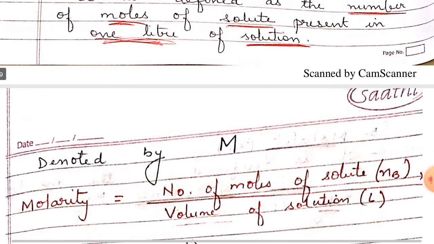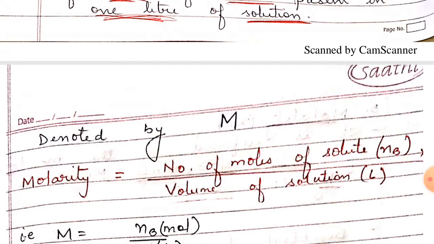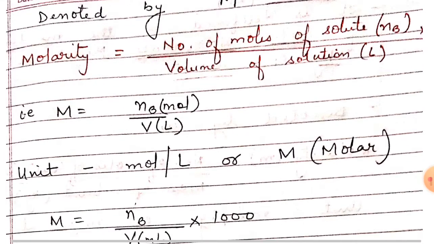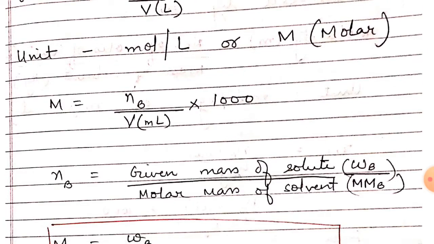So the unit is mole per liter and it is denoted by capital letter M. Molarity formula, you can see: number of moles of solute upon volume of solution in liter. M is equal to nB upon V, mole per liter or capital M, which means molar. So number of moles of solute upon volume. If it is in milliliter, you need to convert into liter, so you multiply by 1000.